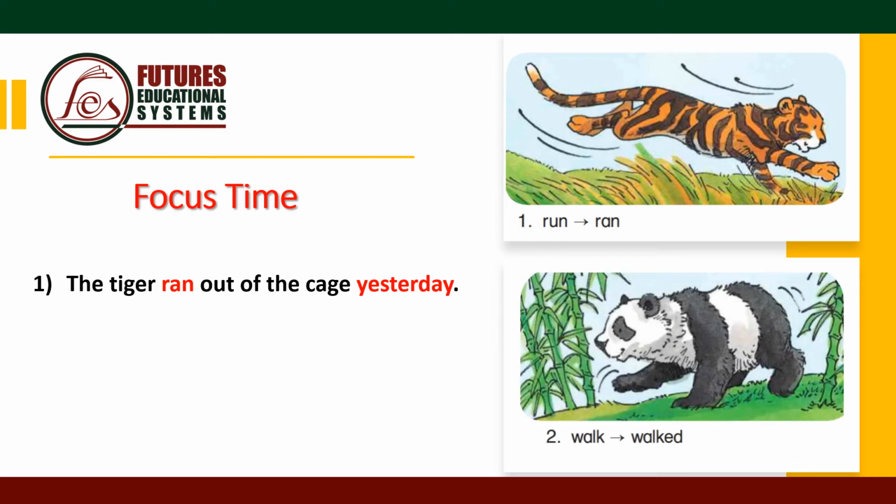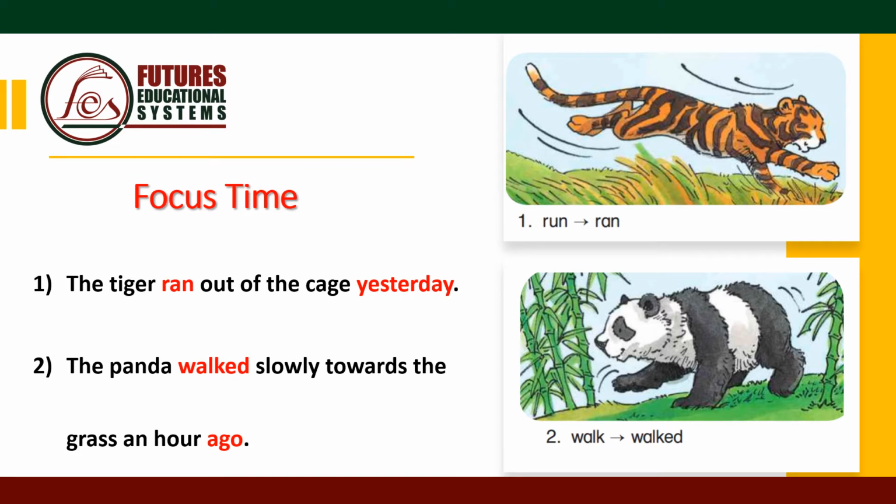Picture 2, we have a panda and the verb walk in the infinitive and walked in the past simple. And the sentence is, the panda walked slowly towards the grass an hour ago. Ago is the time marker and it shows that this action happened in the past. That's why we changed walk into walked.